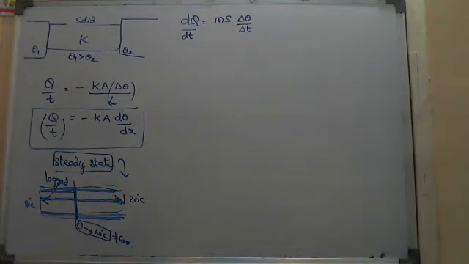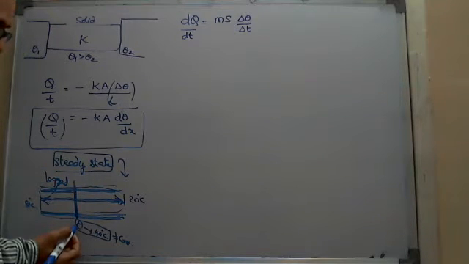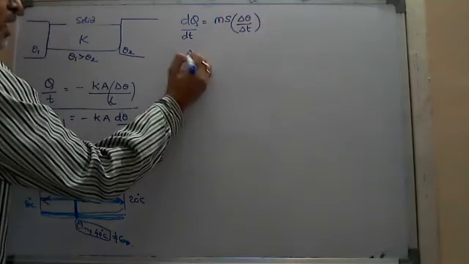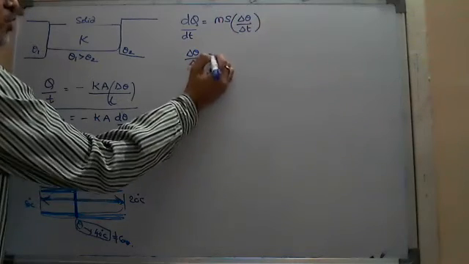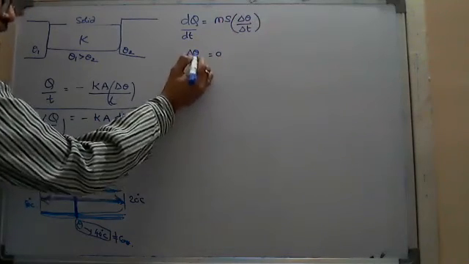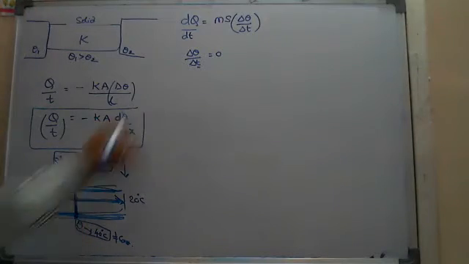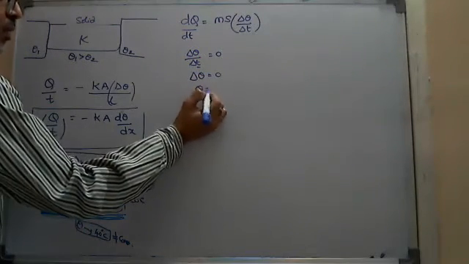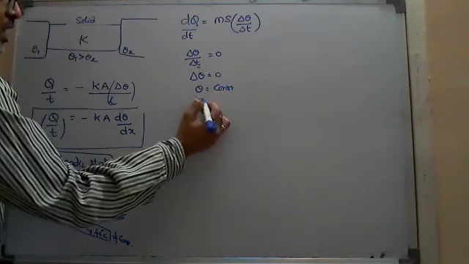So here what he is saying is, in steady state, I have to take this delta theta by delta t equal to 0. Meaning with time, the temperature at one particular cross section is not changing. Delta theta equals 0. That implies theta is equal to constant at a cross section.